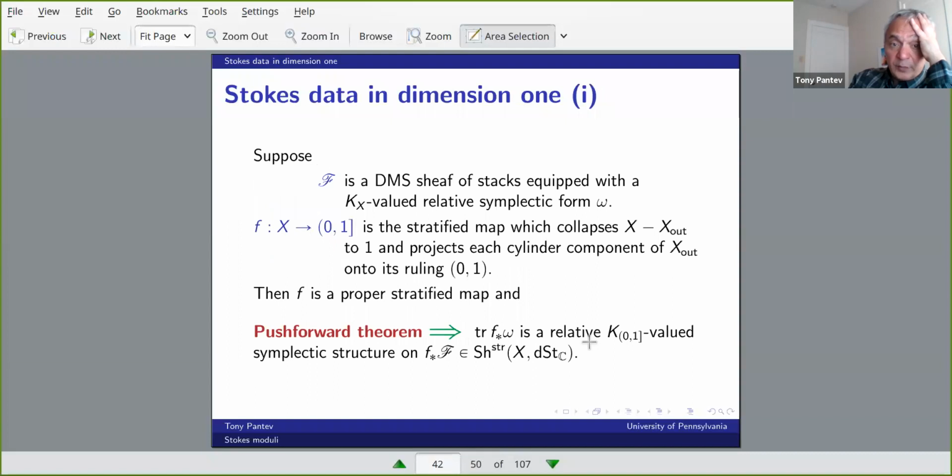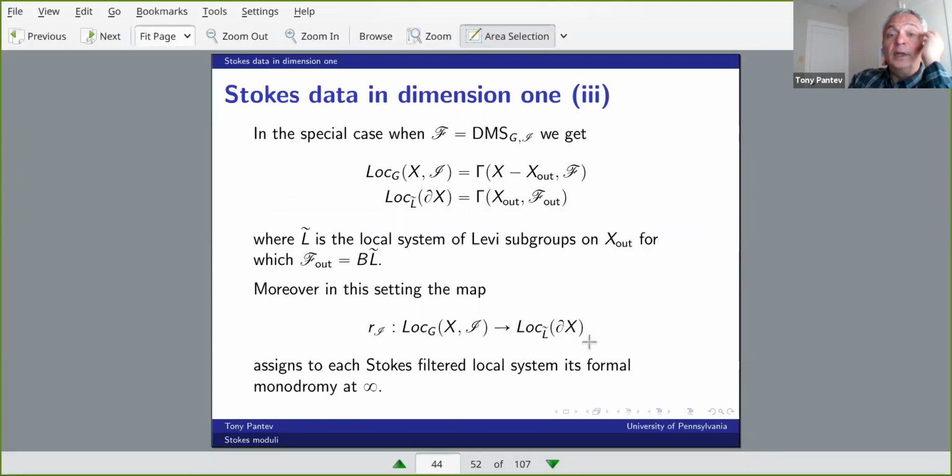And if F was the Deligne-Malgrange-Stokes sheaf corresponding to the irregular type, then the thing that corresponds to the closure of the inner stratum is just the Stokes filtered local systems, whereas the thing that corresponds to the outer stratum are local systems on the boundary circles for a structure group which is actually locally constant. It's a local system of Levi subgroups on each cylinder.